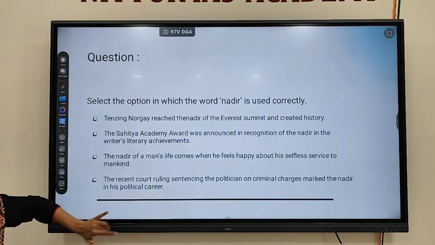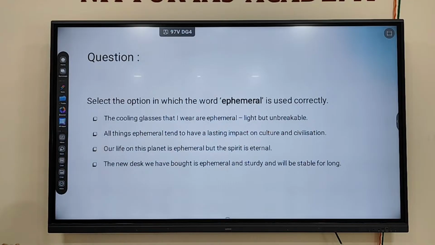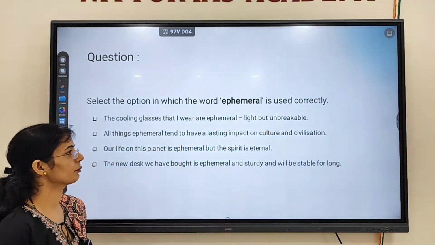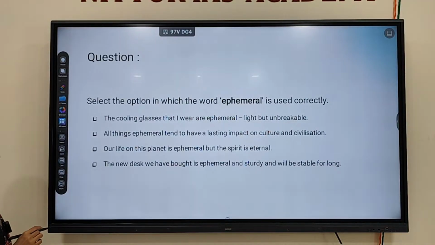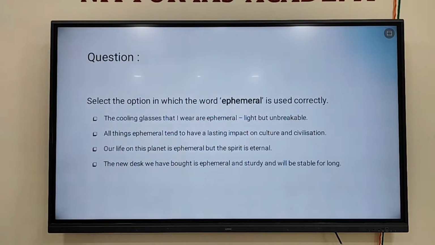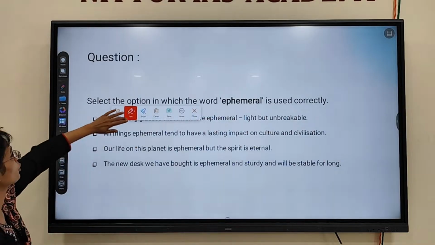Moving on, next question. Ephemeral. Lasting for a very short time. Okay. The cooling glasses that I wear are ephemeral, light but unbreakable. The cooling glasses that I wear are ephemeral, lasting for a short time. What do you think about this sentence? Huh? Might be. Okay, we are not sure, but this might be.